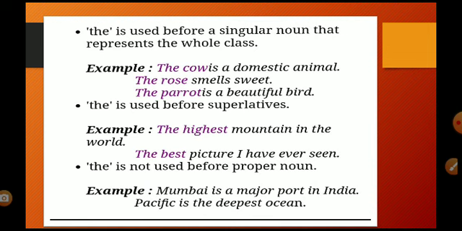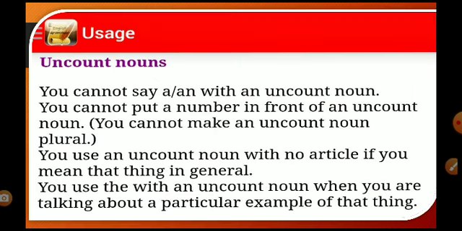Now, moving forward, when we talk about uncountable nouns, we cannot say a or an with the uncountable noun. You cannot put a number in front of an uncountable noun. You cannot make an uncountable noun plural. You can use an uncountable noun with no article if you mean that thing in general, and you use the with an uncountable noun when you are talking about a particular example of that thing.